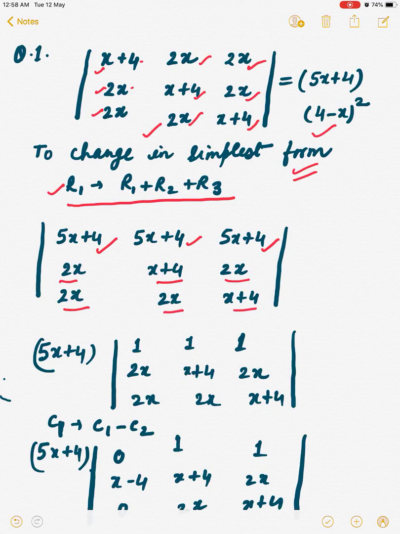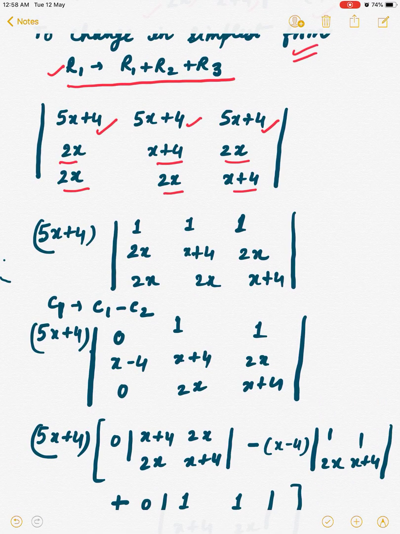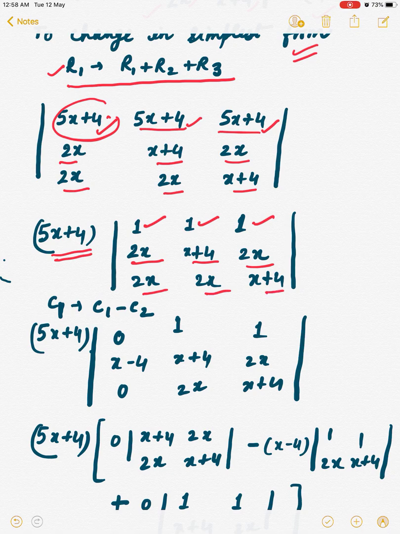No change. Now again I can see in the first row, this entry is exactly common. So in a determinant, we can take out a common factor either from one row or from one column. This is one of the properties of determinant. So I'm taking out 5x plus 4 common from the first row. So what will be remaining inside? 1, 1, 1. Again, no change in second row, no change in third row.